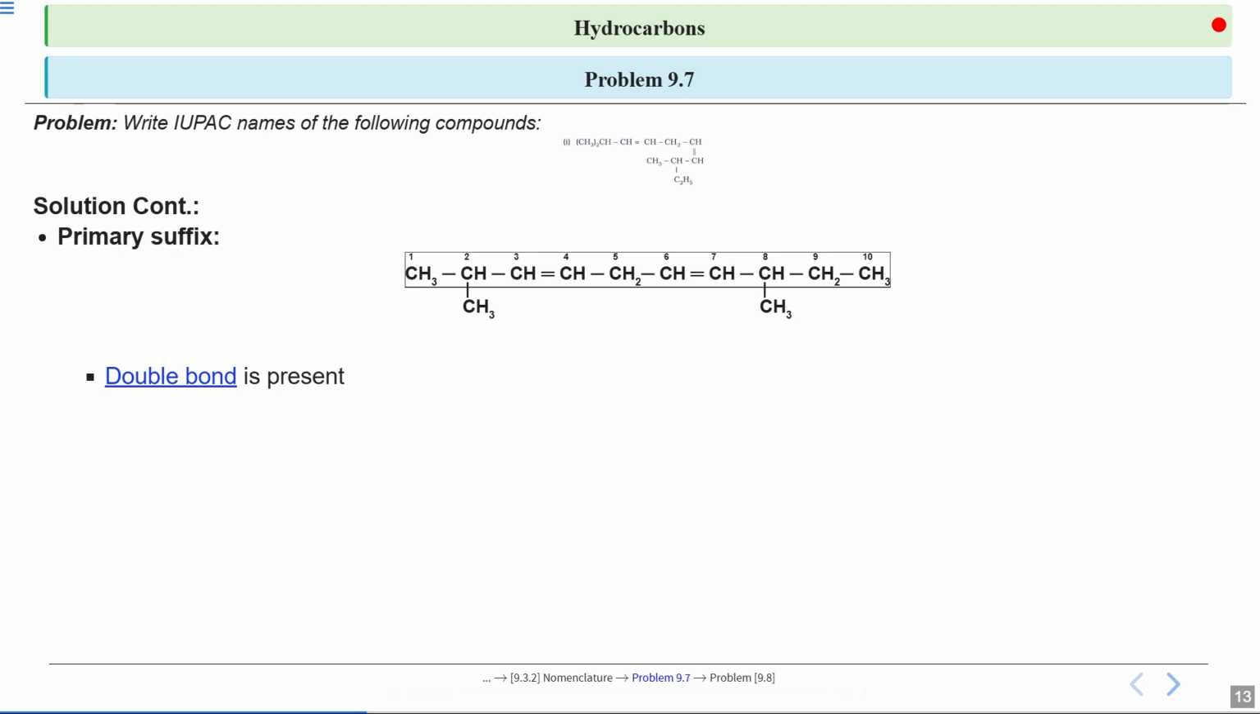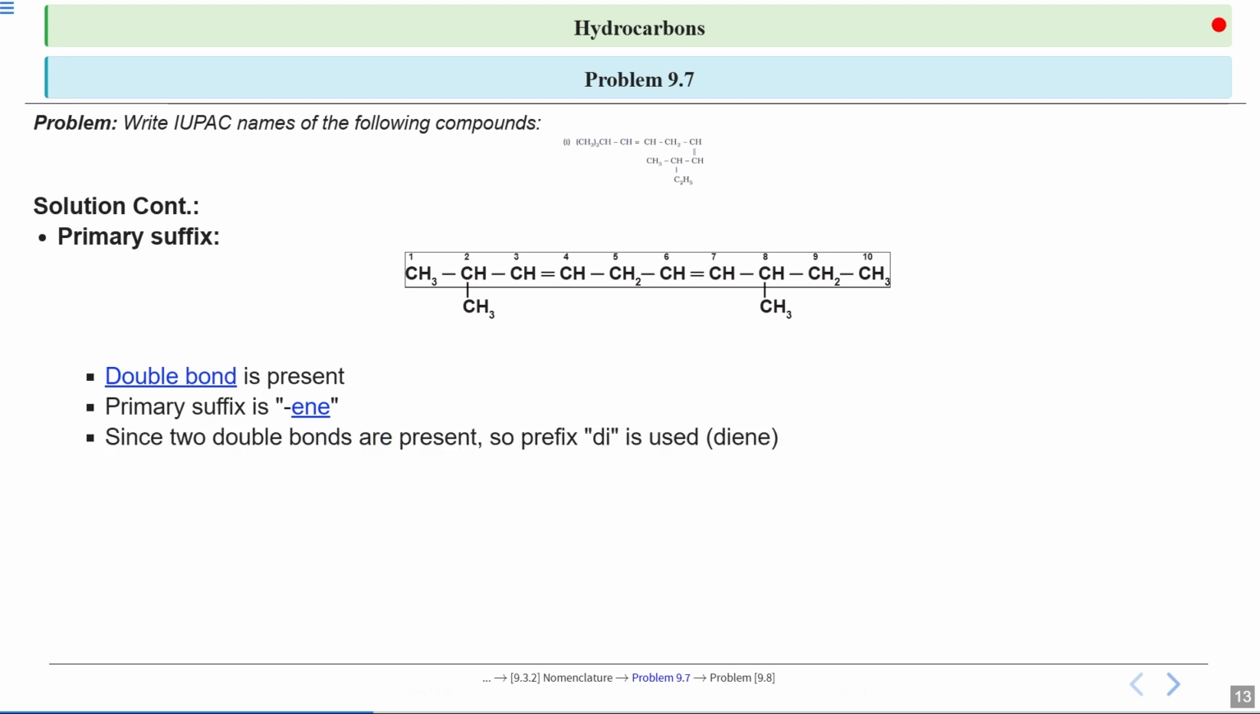We know that a double bond is present here, and this double bond is -ene. So the primary suffix for this double bond is -ene, E-N-E. You will not use -ane. In alkanes, -ane was there, but in alkenes, -ene will be there because of the double bond present at the third and sixth position.